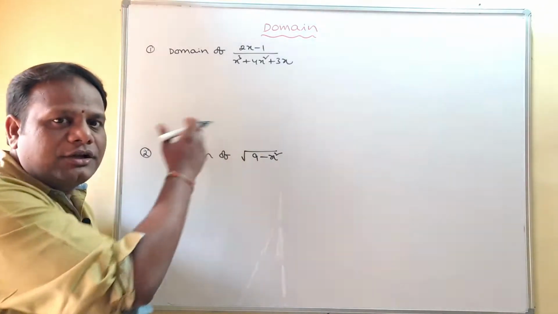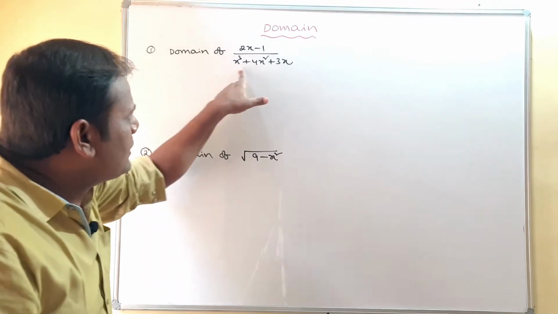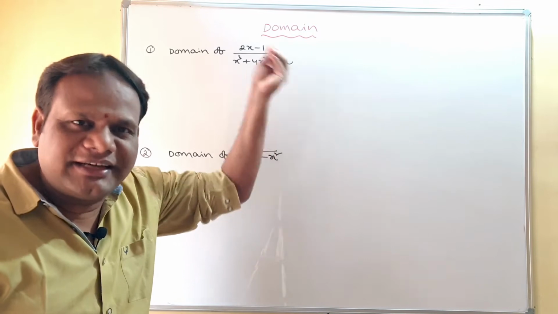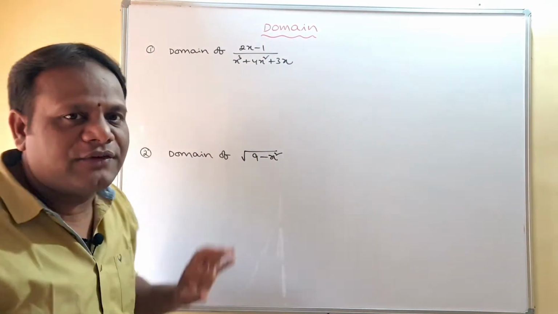See here, now we find domain of this function. Once you observe this function, is it a rational function? Yes, it is a rational function like f of x by g of x.